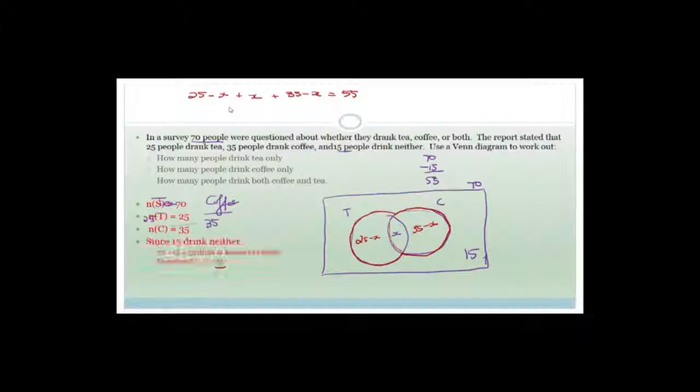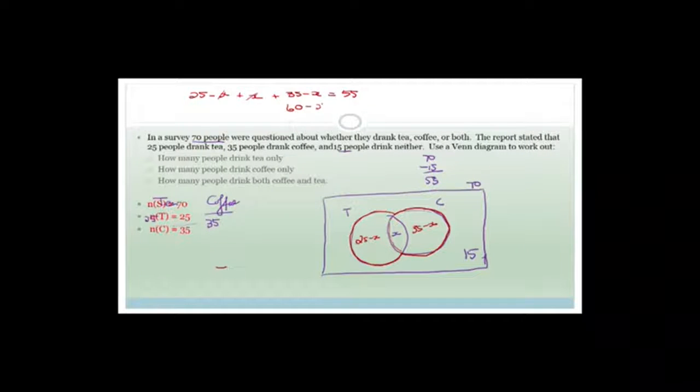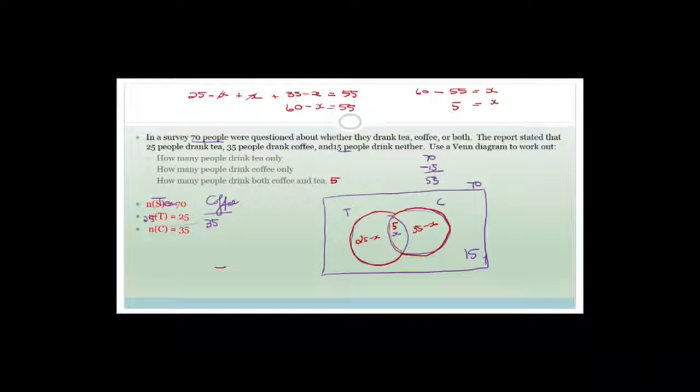55. So therefore, 25 plus 35 is 60. Minus x minus x gives us minus 2x. So we've got 60 minus 2x is equal to 55, right? So we can take that across and we go 60 minus 55 is equal to 2x. So therefore, x is 2.5. So now x is 5. That means that there are 5 people that drink tea and coffee. They drink both tea and coffee.